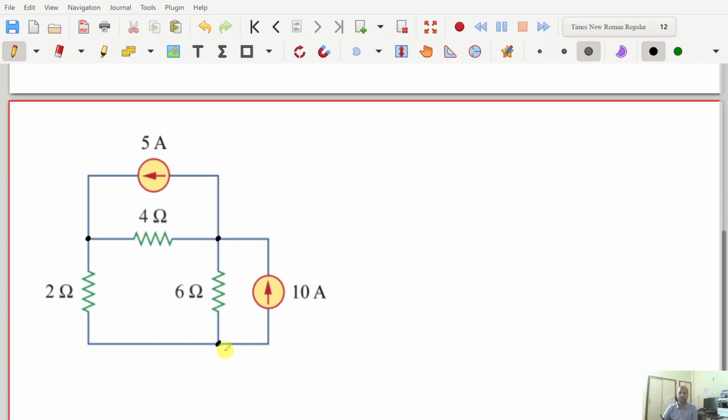Once we have located them, the next job is to connect one of the nodes to ground to make it a reference node. Conventionally, we connect the bottom node to ground. Once we have connected this node to ground, it is known as the reference node.